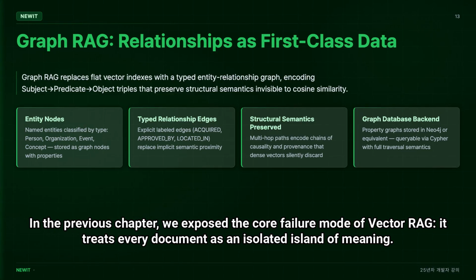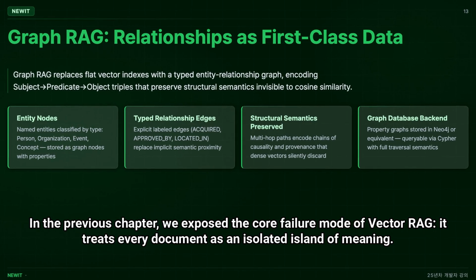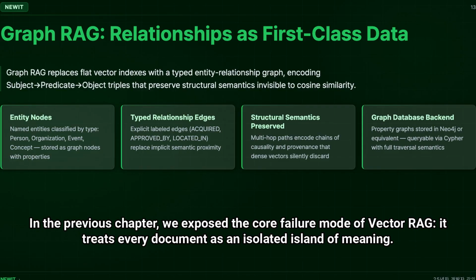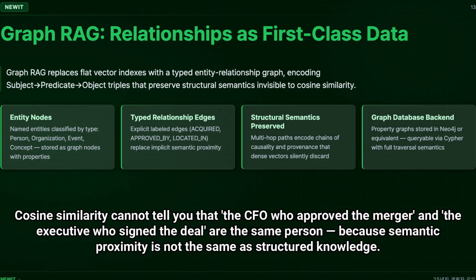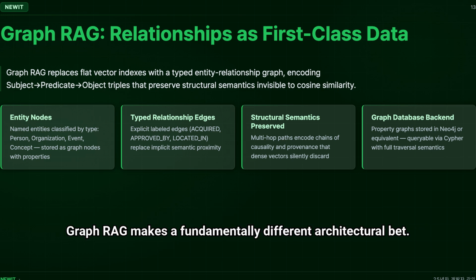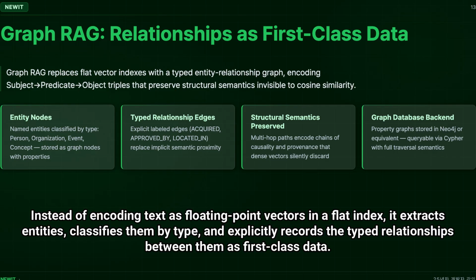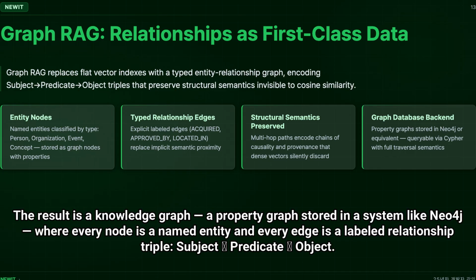Stay with us. In the previous chapter, we exposed the core failure mode of vector RAG. It treats every document as an isolated island of meaning. Cosine similarity cannot tell you that the CFO who approved the merger and the executive who signed the deal are the same person. Because semantic proximity is not the same as structured knowledge, GraphRAG makes a fundamentally different architectural bet. Instead of encoding text as floating-point vectors in a flat index, it extracts entities, classifies them by type, and explicitly records the typed relationships between them as first-class data. The result is a knowledge graph, a property graph stored in a system like Neo4j.